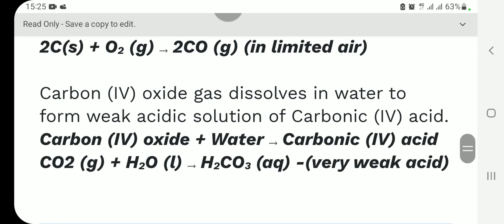Carbon dioxide gas dissolves in water to form a weak acidic solution, which is carbonic acid. If you take carbon dioxide and add water, you get carbonic acid, which is a weak acid.